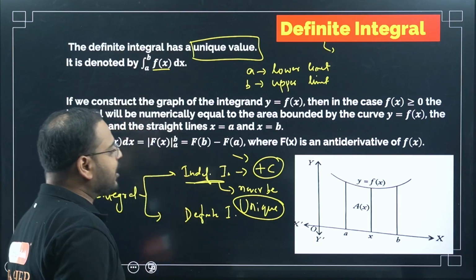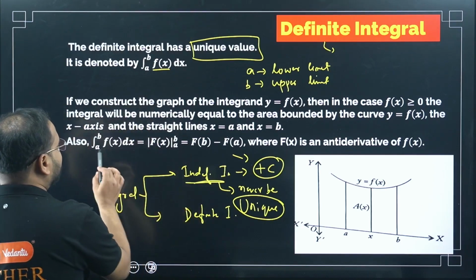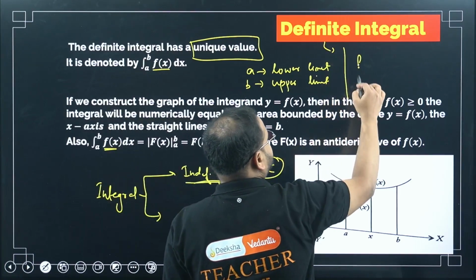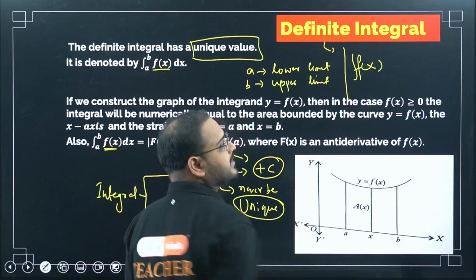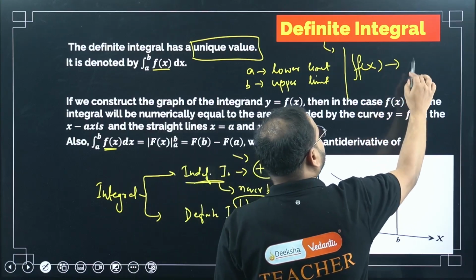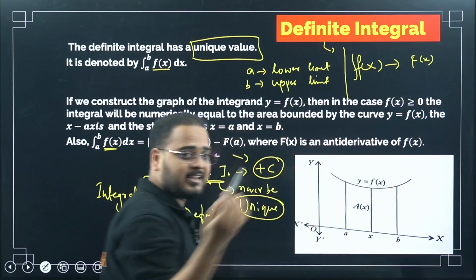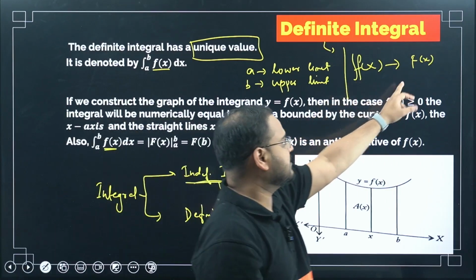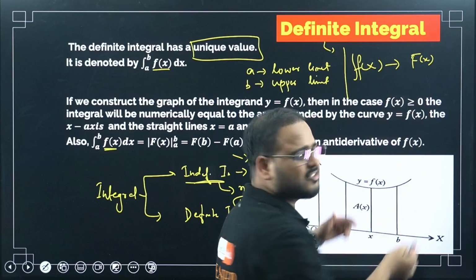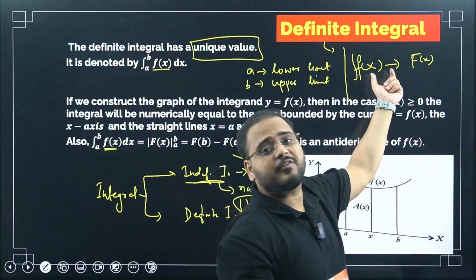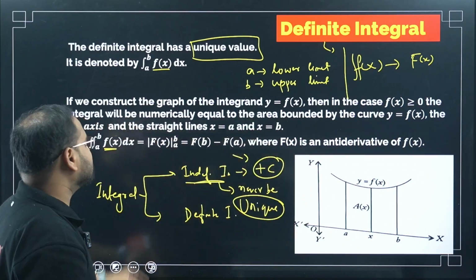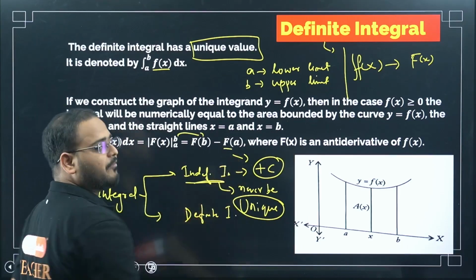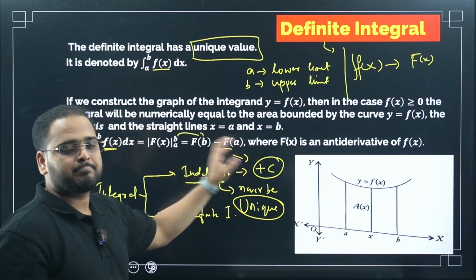Now how do we find it? I have a function f(x). After the integration of this function f(x), I am ending up with another function, capital F(x). So capital F(x) is the integral of the small f(x). I can also write it as g(x), any other function. This is the integral of the function f(x). When that happens, I can simply put the upper limit in the function minus the value of the function after integration at the lower limit. This is how we find the integration.